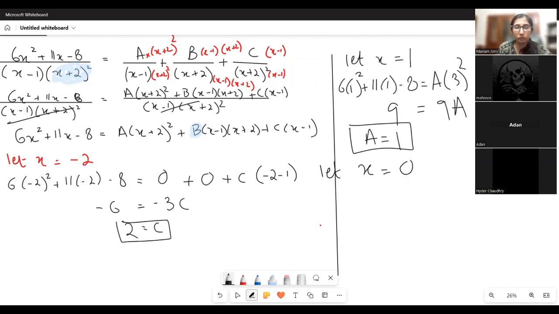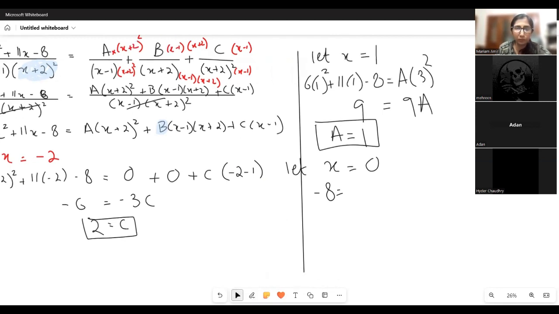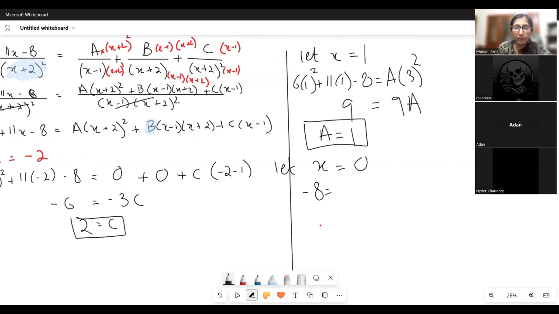So when x equals to 0, 6 times 0 square is 0, plus 11 times 0 is 0, and then minus 8 equals, A came out to be 1. So it's 1 times 0 plus 2 whole square, which is 4, plus B times A is 0, so we have minus 1 times 2, and then we have plus C times minus 1. So we're getting minus 8. In fact, C was 2, so 2 times minus 1.